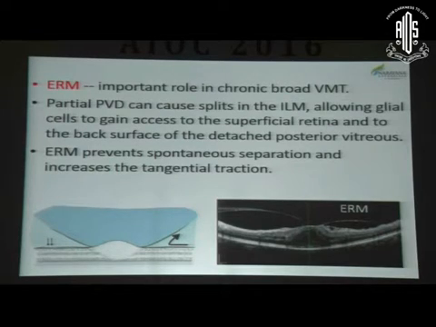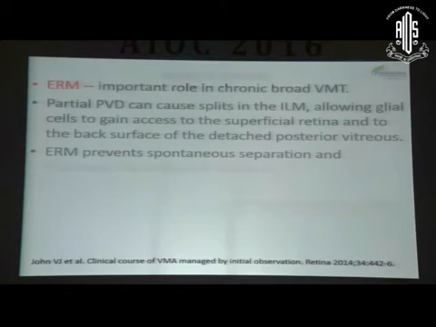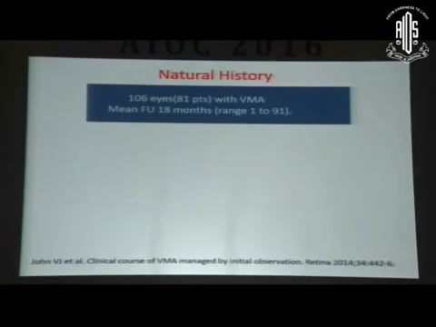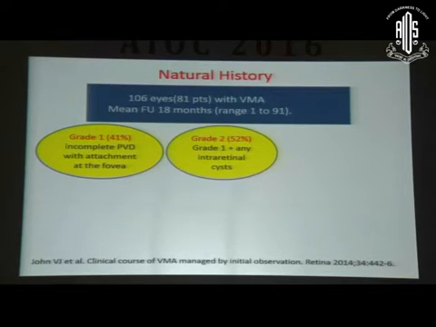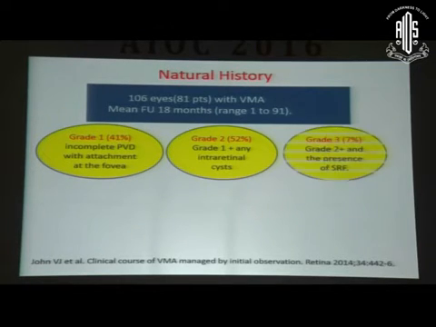We all know that the IPVD can sometimes just improve on its own, it may detach. But if there is a presence of ERM, then the chances will be less. So before tackling VMT, we should know the natural history. In this study, 106 eyes with VMA were followed up for 18 months and the authors divided them into various grades. Grade 1 was incomplete PVD with attachment at the fovea. Grade 2 was grade 1 plus any intraretinal cyst. And grade 3 was grade 2 plus the presence of SRF.